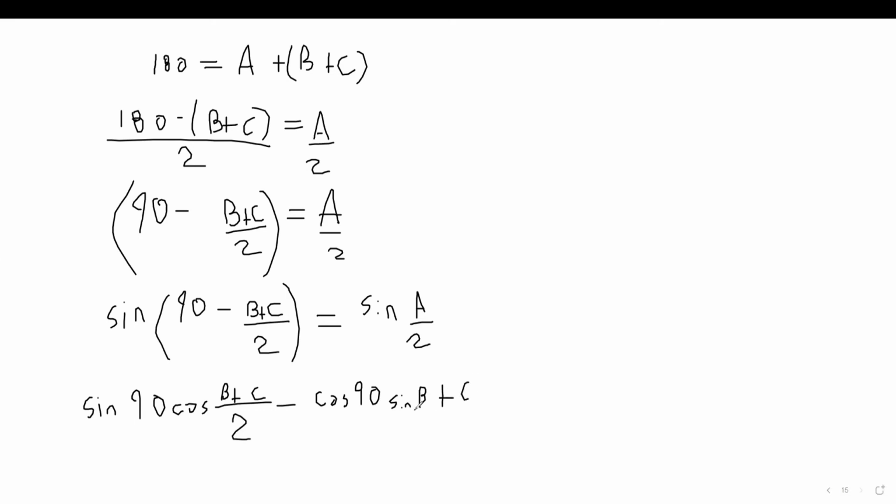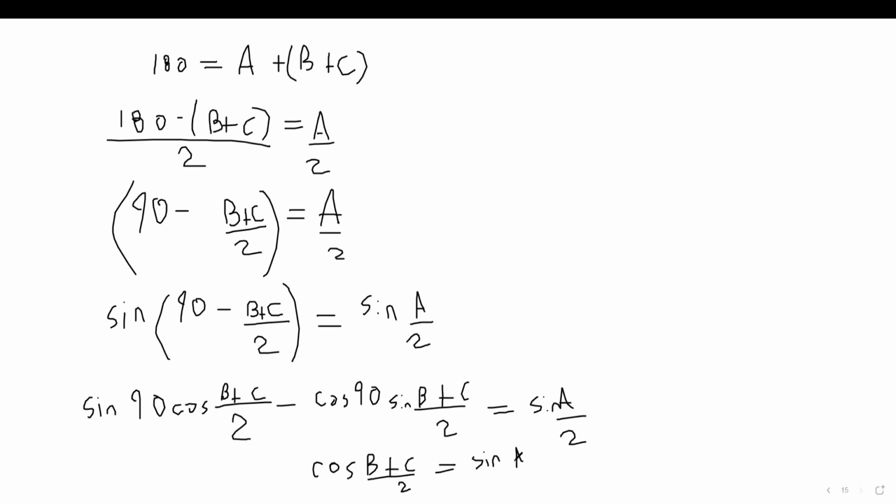And that's equal to the sine of a over 2. But guess what? We know that the cos of 90 is 0, so this part right here is 0. And then the sine of 90 is 1. So sine a over 2 is just the cos of b plus c over 2. Because the cos of 90 is 0, we end up getting the cos of b plus c over 2 is equal to the sine of a over 2. This was what I was looking for.